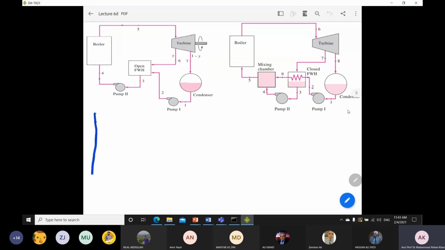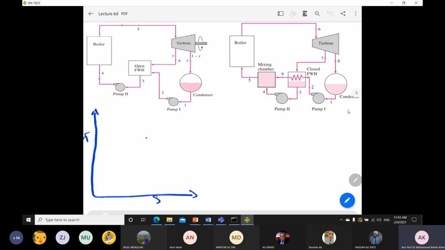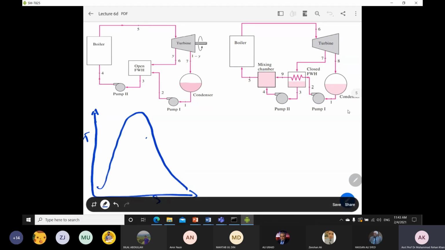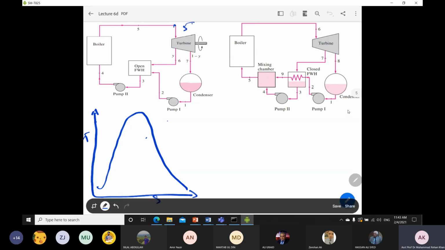Okay, so coming towards the TS diagram, you can just start from, so this is TS. I will just compare these two diagrams with the closed feed water heater and open feed water heater. Right now I am drawing the open feed water heater. So you have to draw the vapor dome. Okay, so this is your point number 5. You already know that it will be in the superheated region.